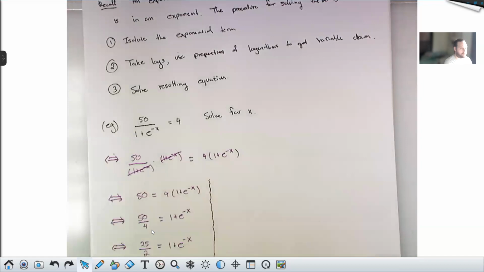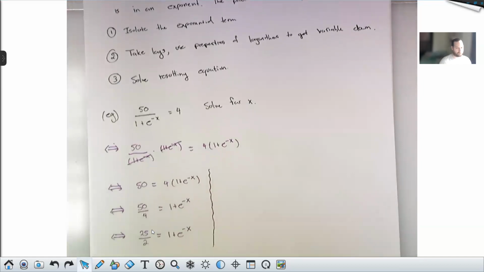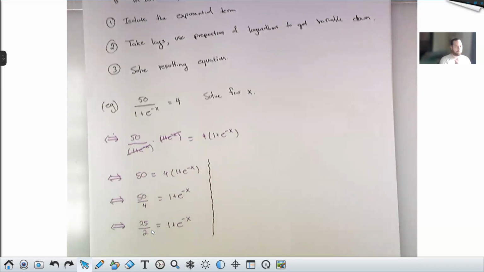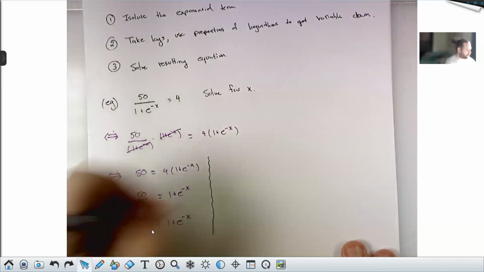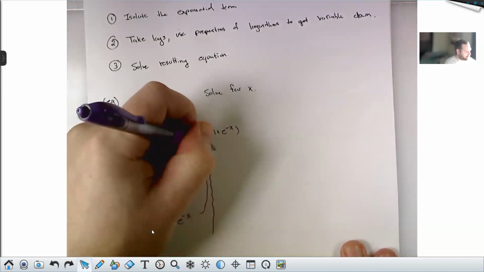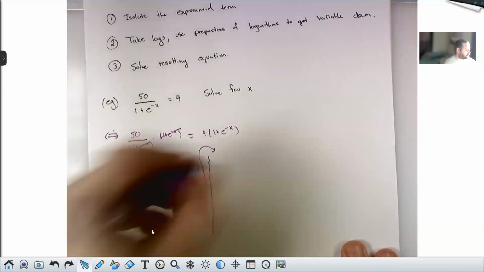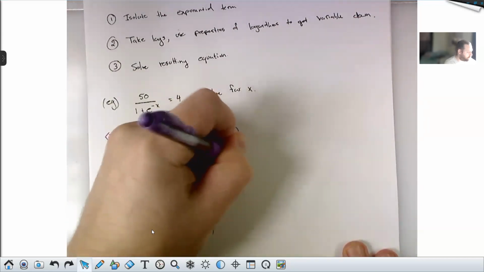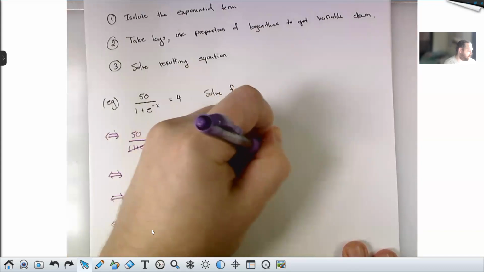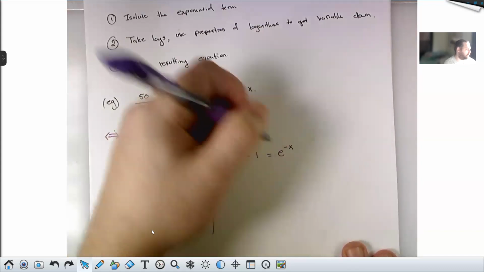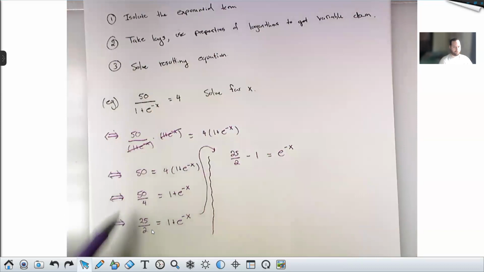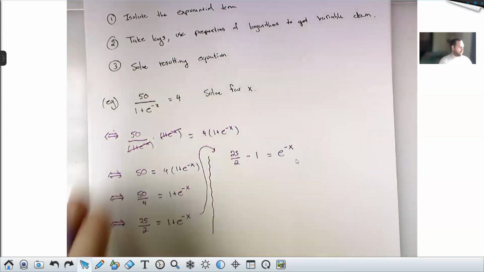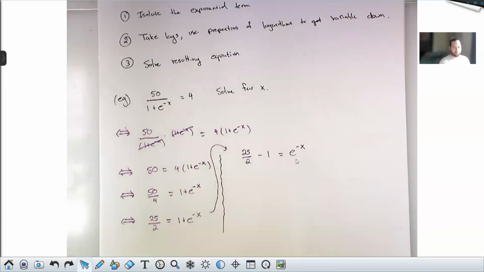I'll put a little divider here so I can come back up to the top of the page after this next line. Subtracting, oh, let me just come up now. So now I subtract 1 from both sides, and I get 25 over 2 minus 1 equals e to the negative x. So everything over here is step 1, and this is the result of finishing step 1. I have the exponential here on its own, isolated. So we've isolated the exponential term.